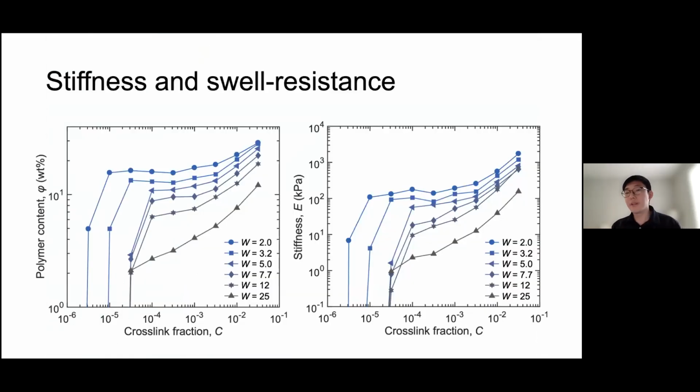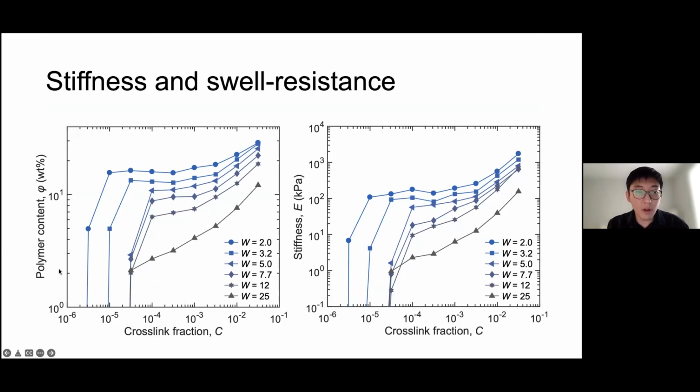So we also measured the quantity. The y-axis here is the final polymer content at the equilibrium state. And there are two parameters: W and C. W is the molar ratio of the solvent to the monomer in the precursor. So 2 means there are 2 water molecules per monomer in the precursor. So it is a very limited amount of solvent. 25 means there are plenty of water molecules in the precursor. As you can see here, 25.